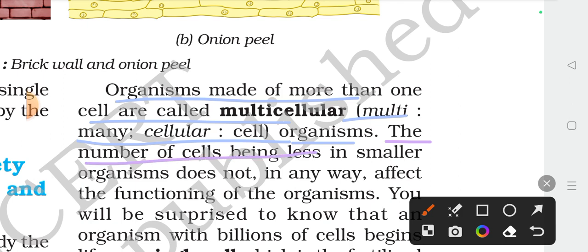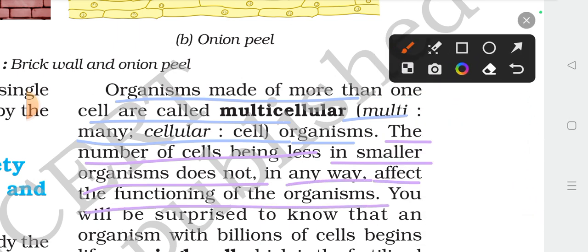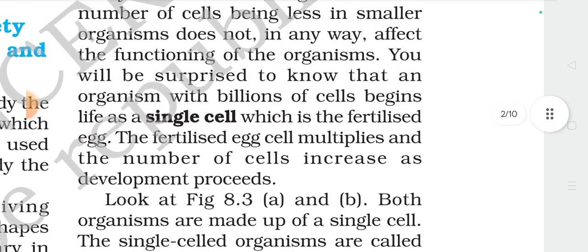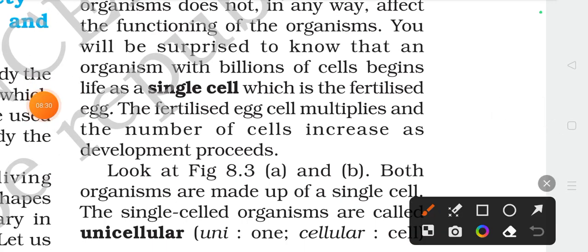The number of cells being less in a small organism does not in any way affect the functioning of the organism. Yeah, the number of cells does not affect the functioning of the organism. You'll be surprised to know that an organism with billions of cells begins life as a single cell. So, an organism with billions of cells begins its life as a single cell.